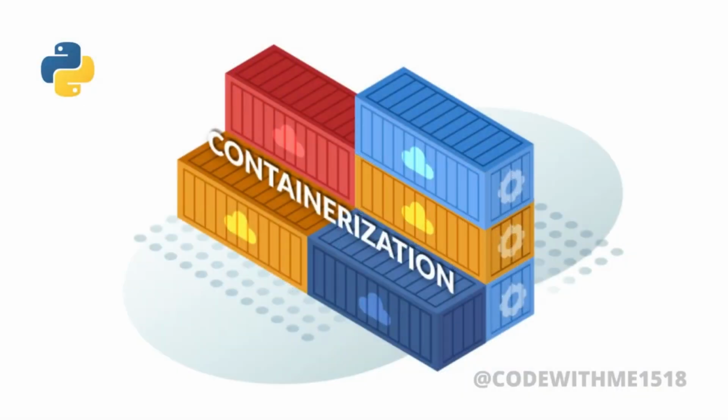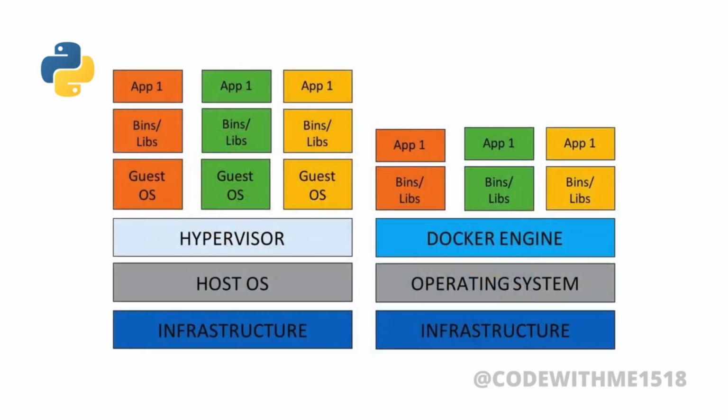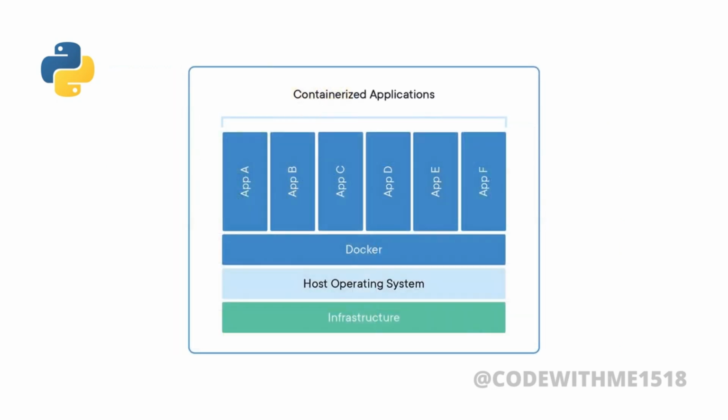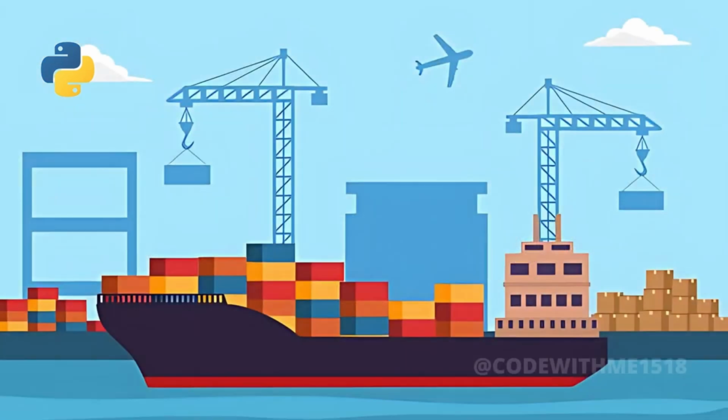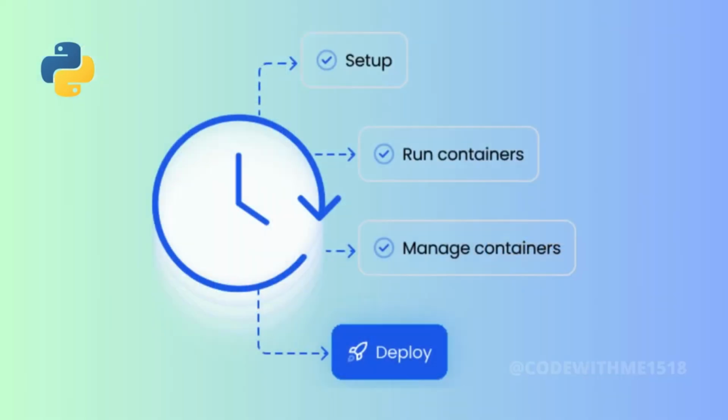Before we get hands-on, let's first understand the concept of containerization. Containerization allows you to package your application and its dependencies into a lightweight, isolated container that can run uniformly in any environment, whether it's your local machine, a server, or the cloud. And for this, we use Docker, which is a platform designed to simplify containerization. Docker allows you to create, manage, and deploy containers efficiently.